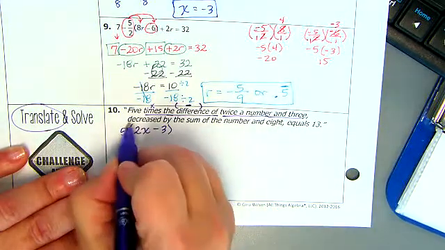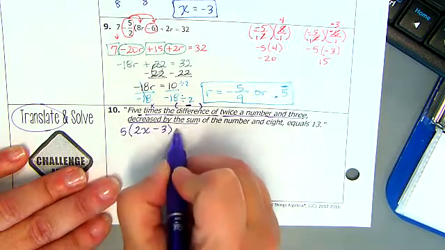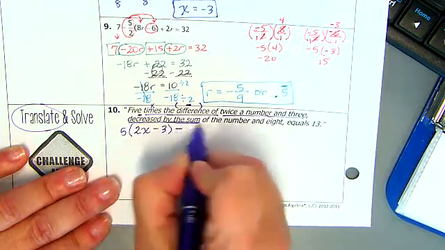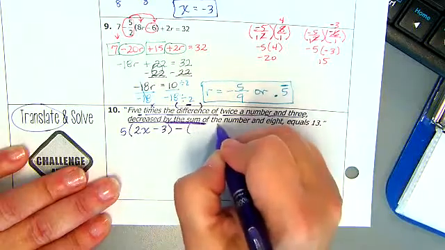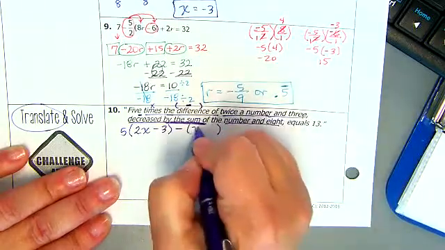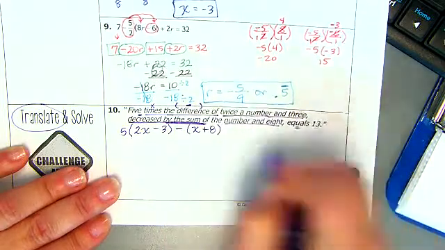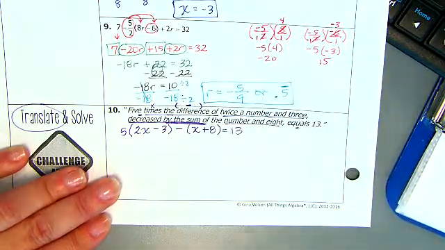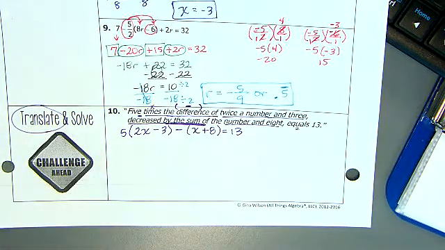And it says decreased by the sum. So decreased means I'm going to subtract, but it says by the sum of. That's another set of parentheses. By the sum of a number and 8. So that means doing x plus 8 equals 13. Now it looks just like the problems we've been doing. So now we distribute and we solve.